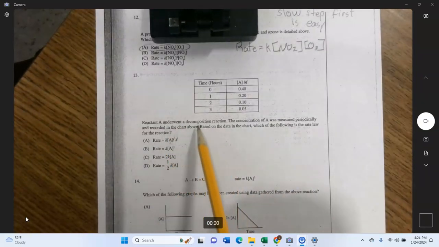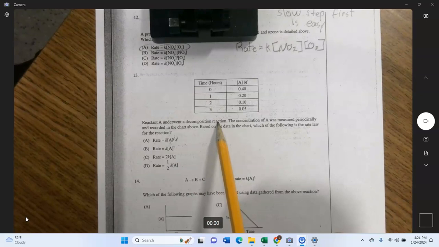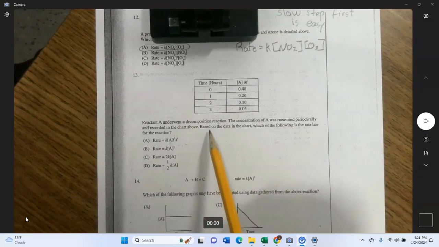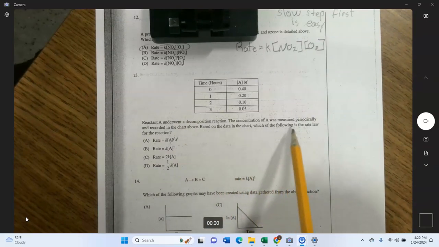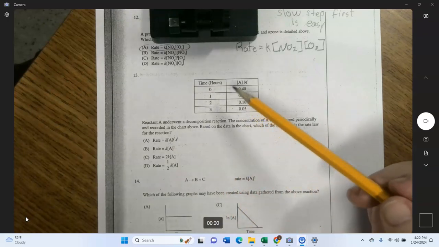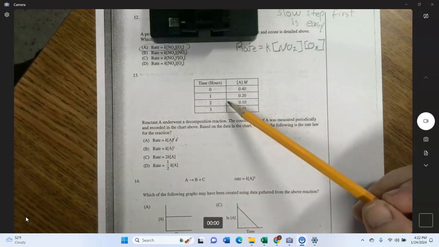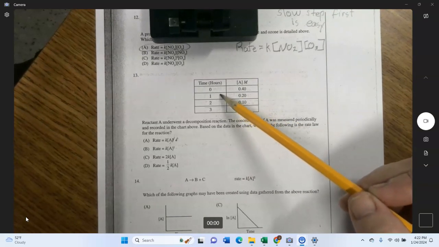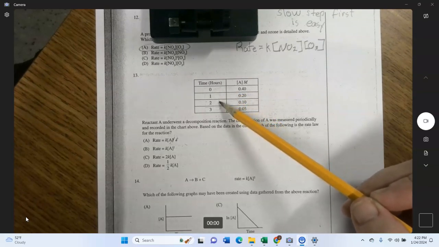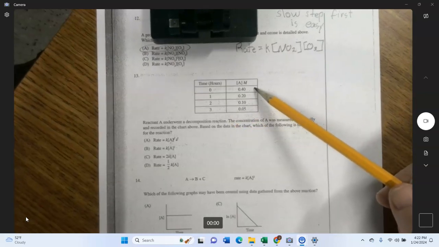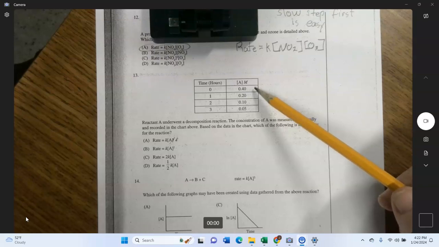Okay, reactant A underwent a decomposition reaction, so it's breaking down. The concentration of A was measured periodically and recorded in the chart above. Based on the data in the chart, which of the following is the rate law for the reaction? This one wants to see if you understand the concept that for a first order reaction, the half-life will be equal time intervals. So this is 1 hour from 0 to 1. From 1 to 2 is 1 hour. From 2 to 3 is 1 hour. And you see over here, it's getting cut in half for every one of those 1 hour time intervals.